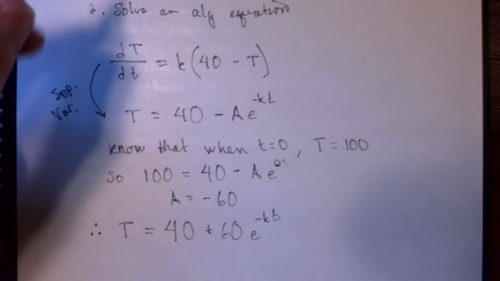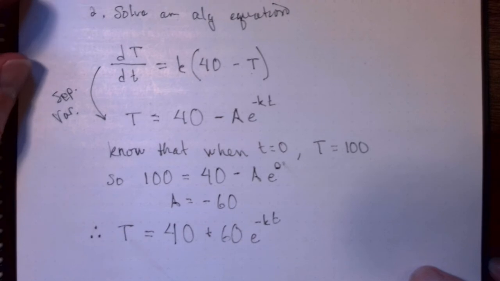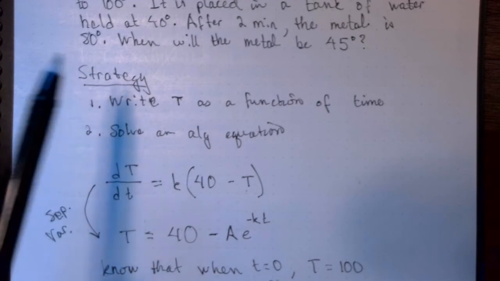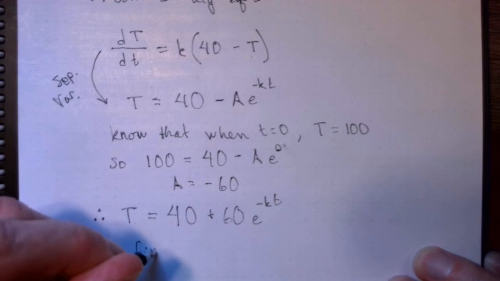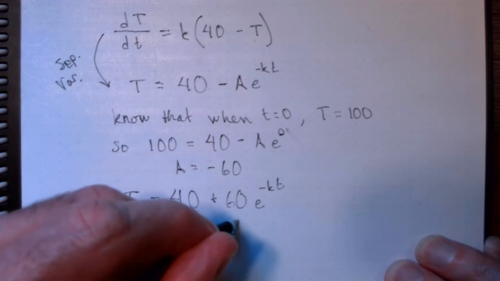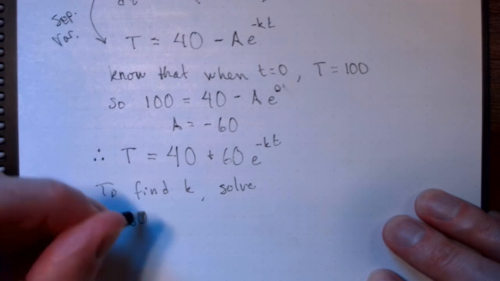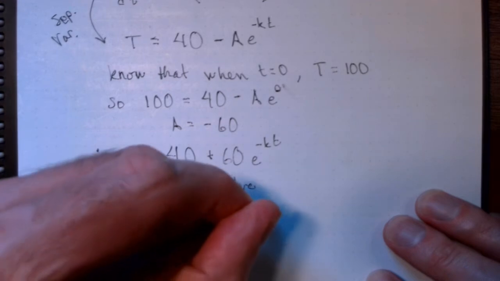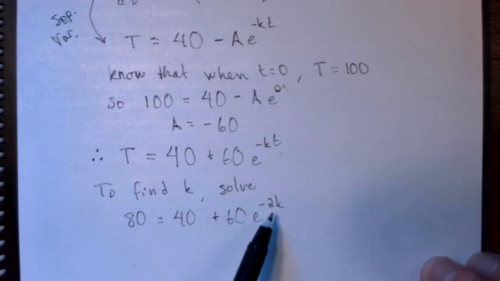Now I still don't know k, so I'm going to use the information that they gave me here. After 2 minutes, the temperature of the object is 80 degrees. It said that right here. After 2 minutes, the metal is 80 degrees. So to find k, we're going to solve this equation right here. So 80 degrees equals 40 plus 60 e to the negative 2k. I plugged in a 2 for the t right there.